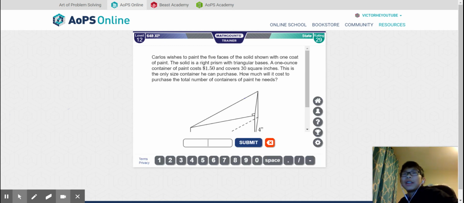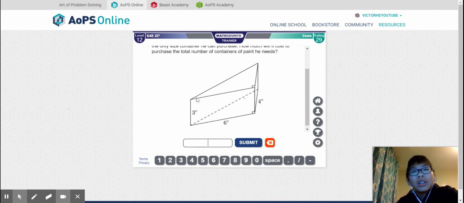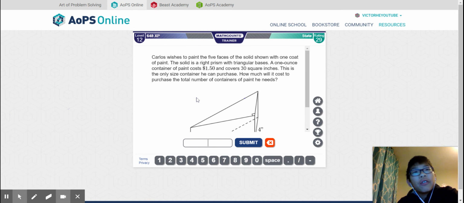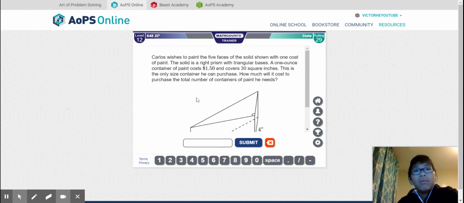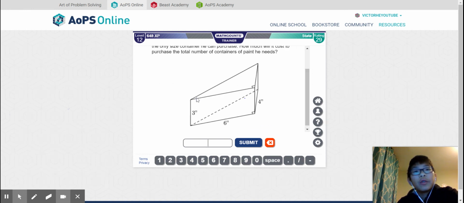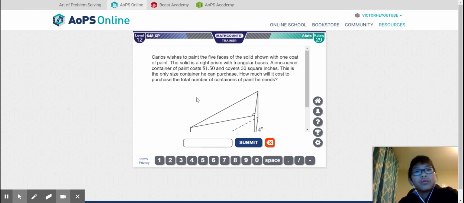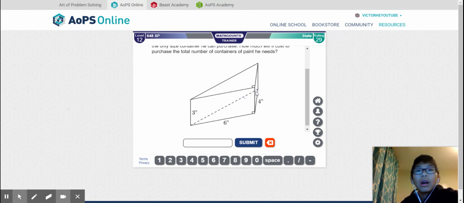I'm gonna do one last problem. Hopefully end it on a good note. Carlos wishes to paint the 5 faces with 1 coat of paint of the solid. Okay. A 1 ounce container of paint costs $1.50 and covers 30 square inches. Okay. So this is rectangular.